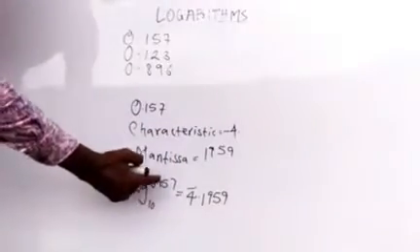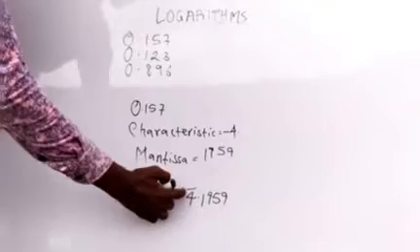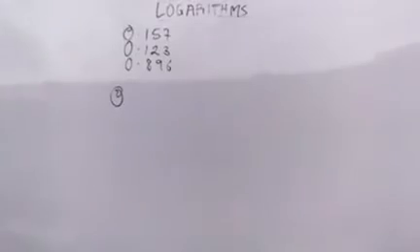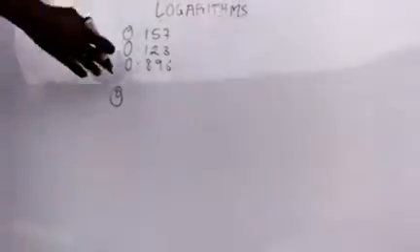So we have log 0.157 base 10, which gives you bar 4.1959. Do we get it? Okay. Now let's look at the second example.